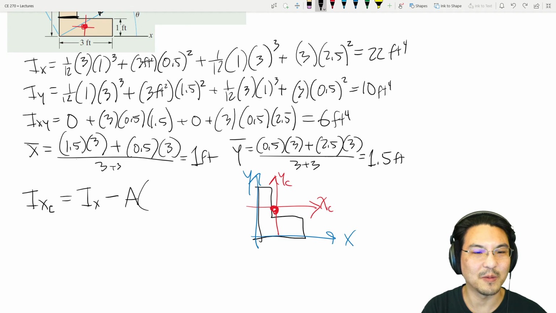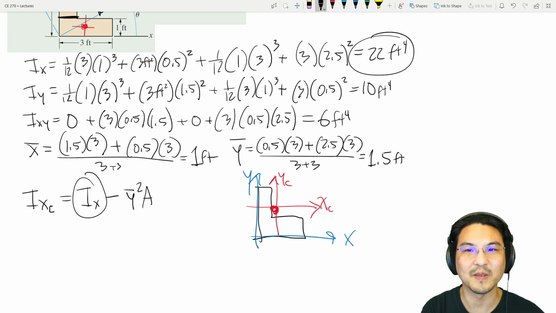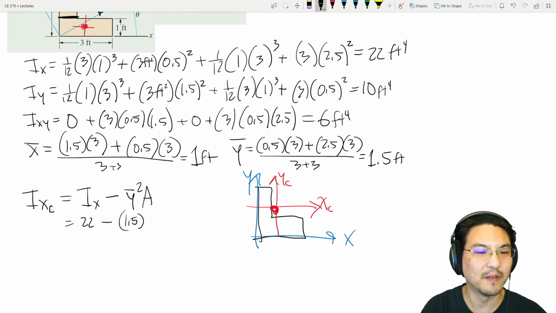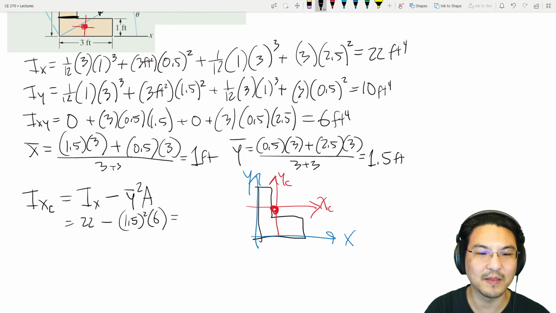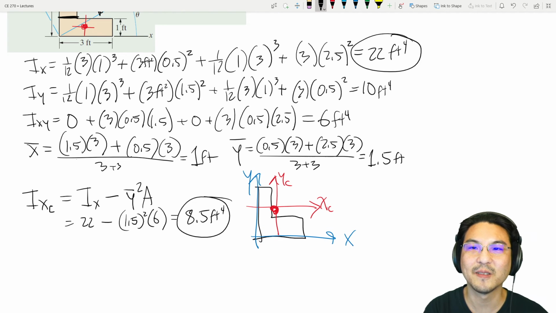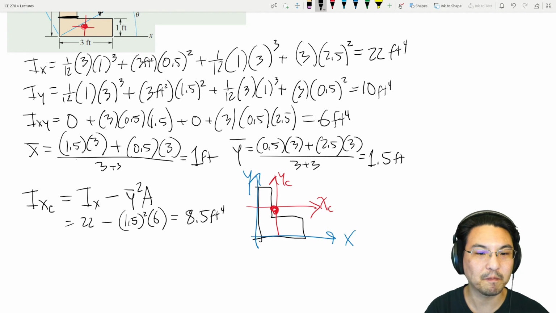So the distance between the two axes here. Okay, so let me write that down. This squared times the area. Okay, so this is the answer right here, 22. 1.5 squared times the area. Right, so this is 22 minus 1.5 squared times the area. Okay, so this is 8.5. So see how this is less? It is in fact a minimum.